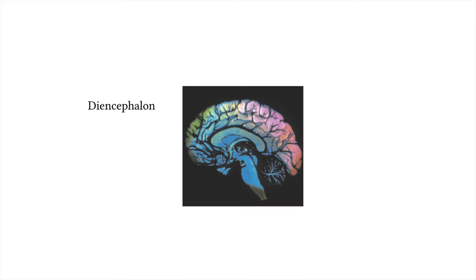The next brain section is called the diencephalon. The prefix di refers to in between, and cephalon refers to brain, so the diencephalon literally means between the brain. And indeed, it is the part between the brainstem and the cerebrum.